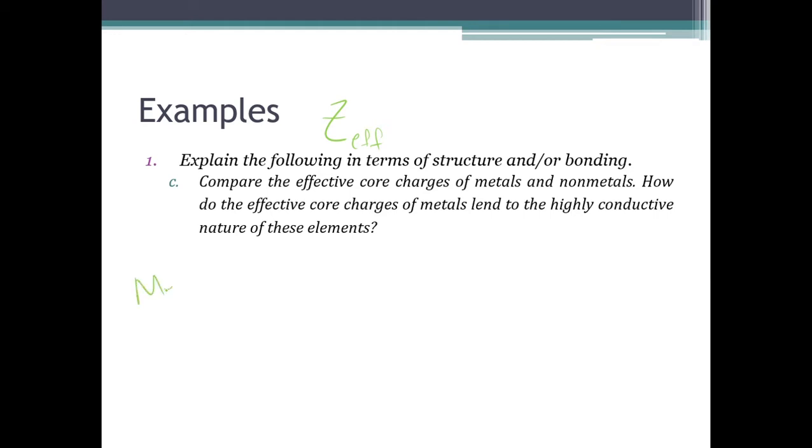So metals have a very low ZEF, which means they have less pull. ZEF is the pull, it's how well your nucleus pulls on electrons. So we have less pull on electrons, so the electrons can move freely.